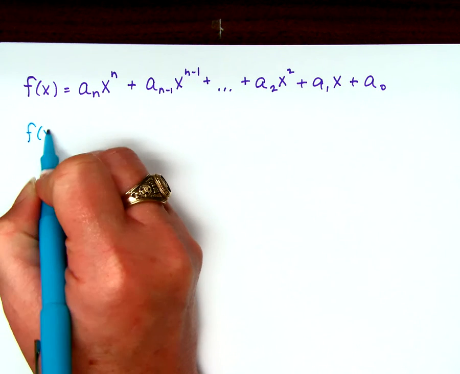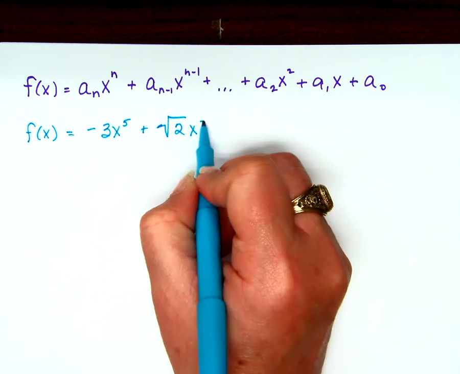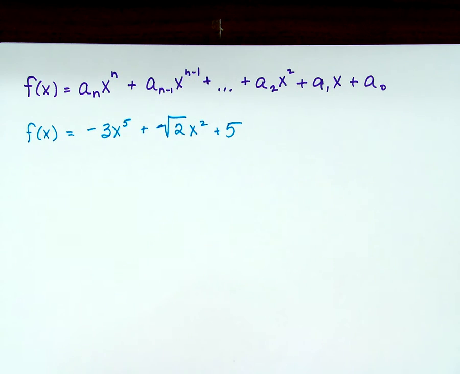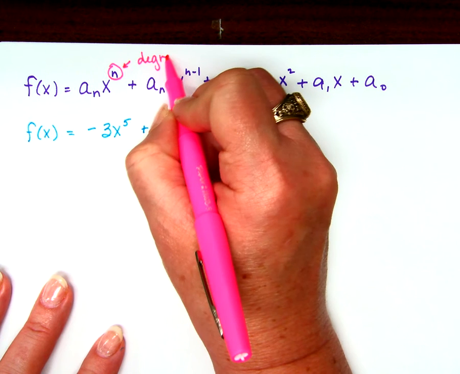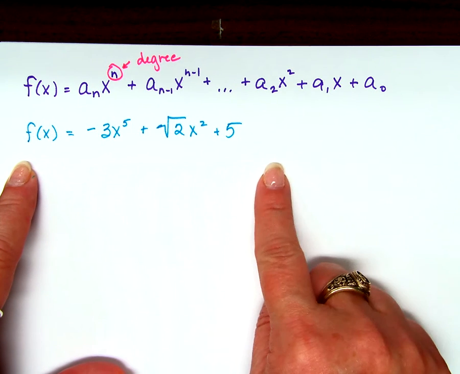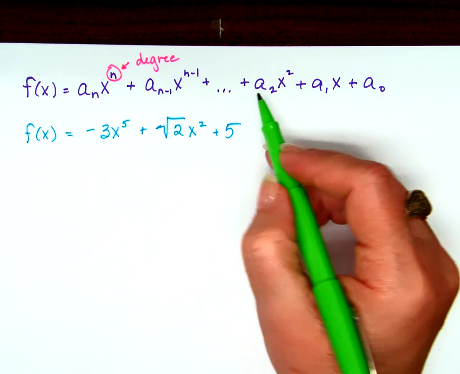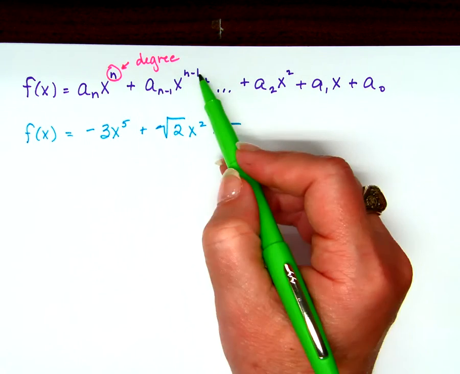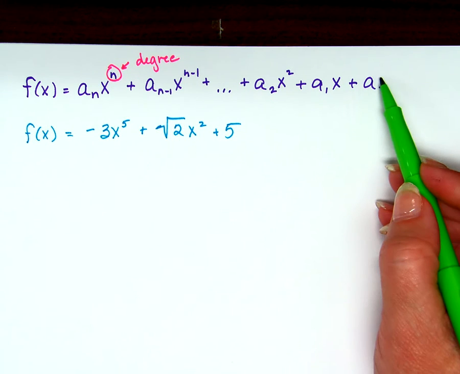So let me give you some examples. Example number 1. F of x equals negative 3x to the 5th plus the square root of 2 x squared plus 5. Can I go back up to the polynomial real quick? I need to make sure you understand that whatever the highest exponent is, whatever that first term, as long as the exponents are in order from greatest to least, this highest exponent is called the degree. So on this first example, what I want to ask you is, is this a polynomial? Well, we have to have an idea of what a polynomial is. These exponents are all numbers, and they are decreasing, starting at, say, 9, 7, 3, something like that, until you get to 0.